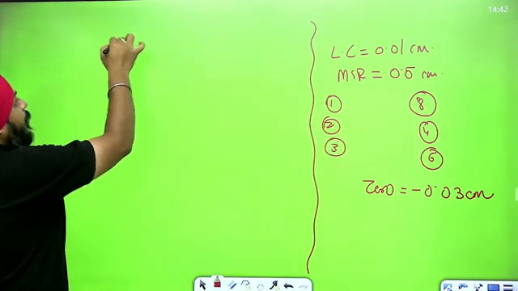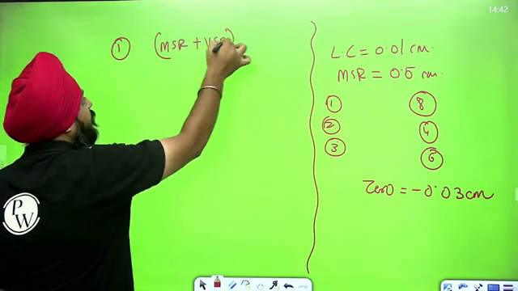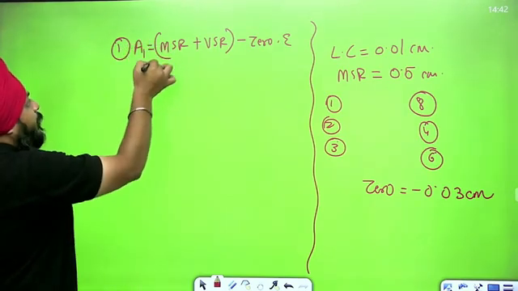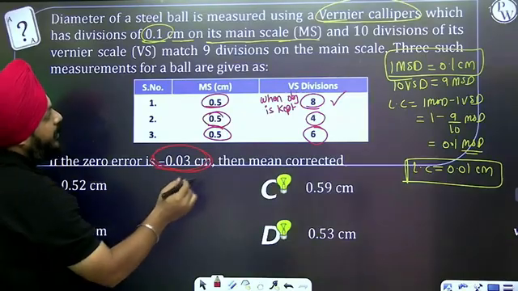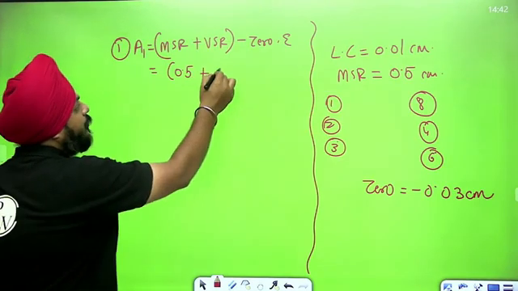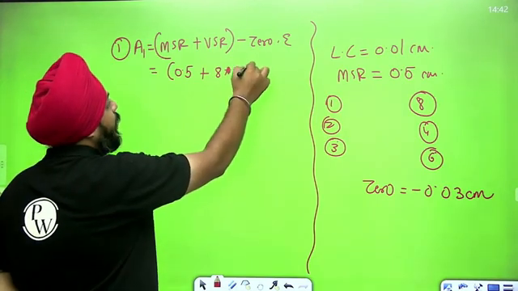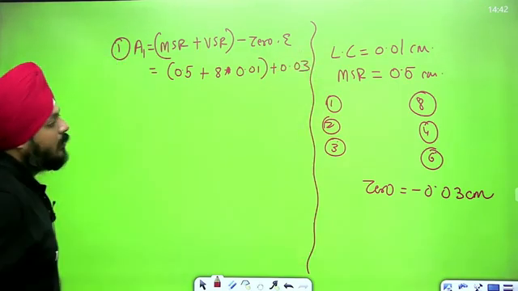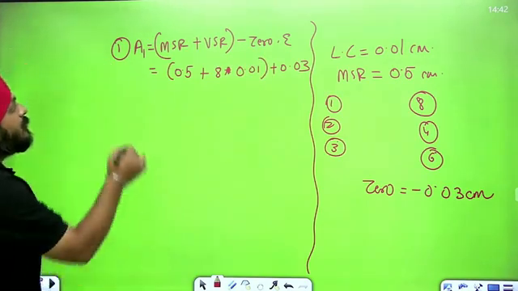First, let's apply the formula. Actual reading is main scale reading plus VSR minus zero error. This is actual reading A1. Main scale reading is 0.5 centimeter. Plus VSR: the nth division coinciding is 8, into the least count 0.01, plus 0.03. Zero error is negative, so it is going to add up into the actual value. This is A1.